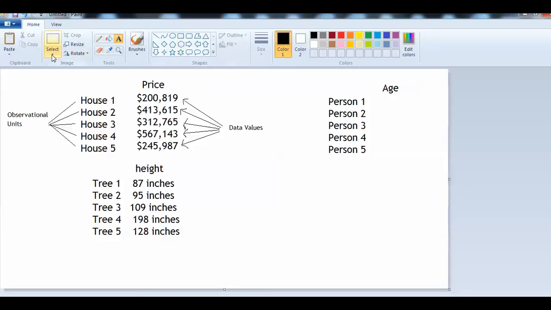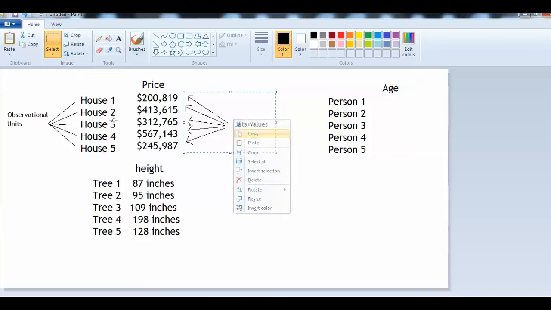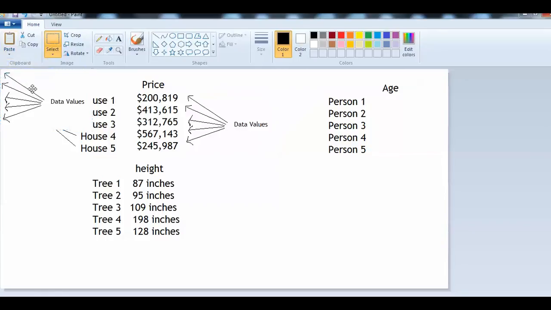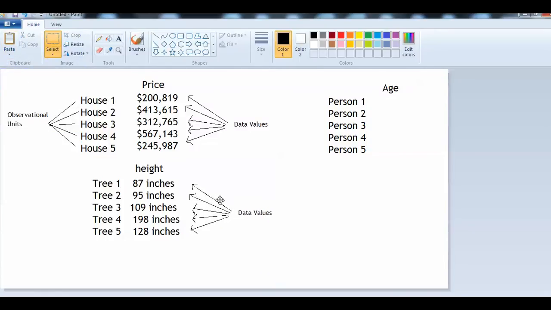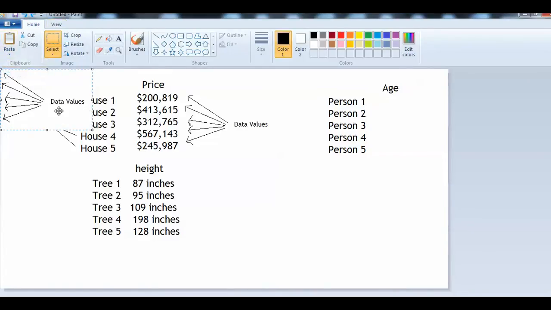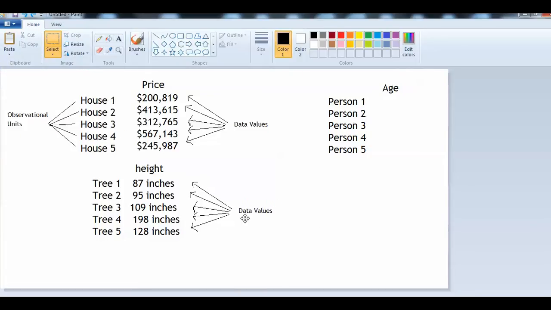We would say the same thing down here. Now the heights are our data values. The 5 heights are the data values, and the 5 trees are the observational units.